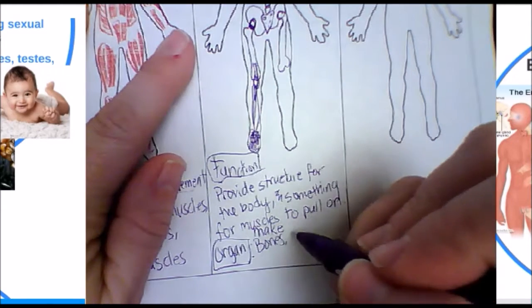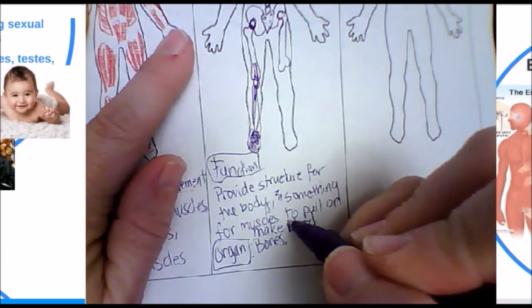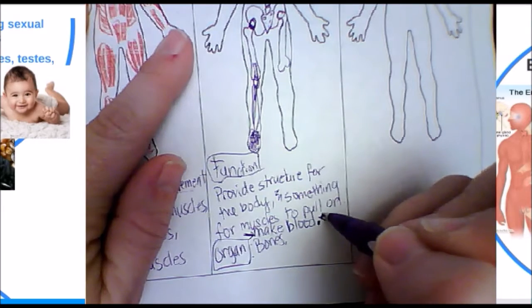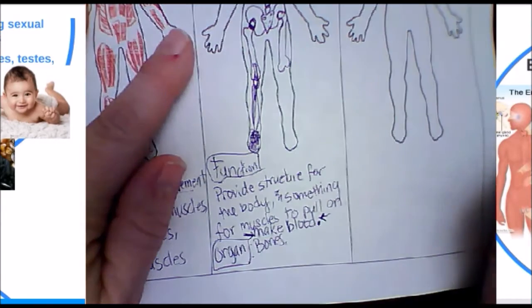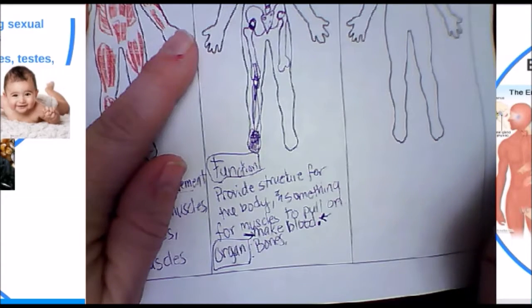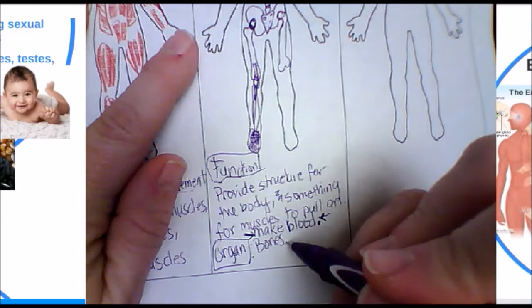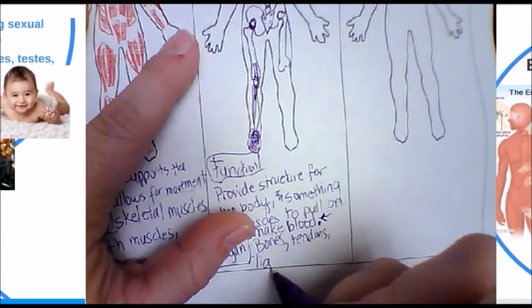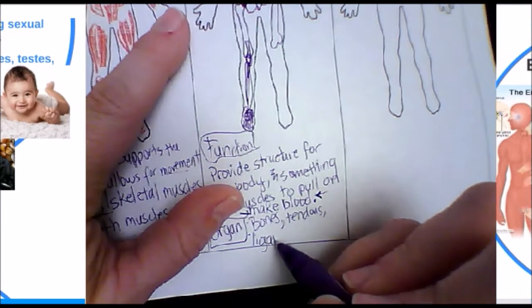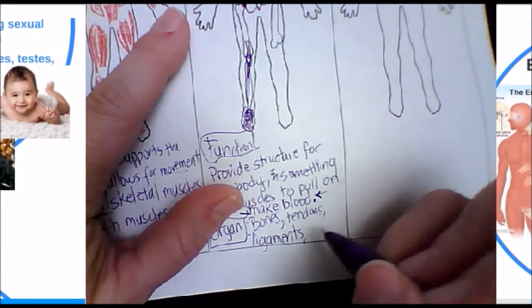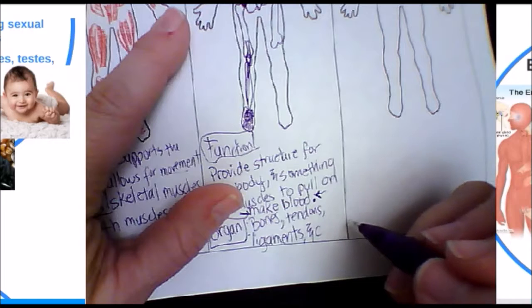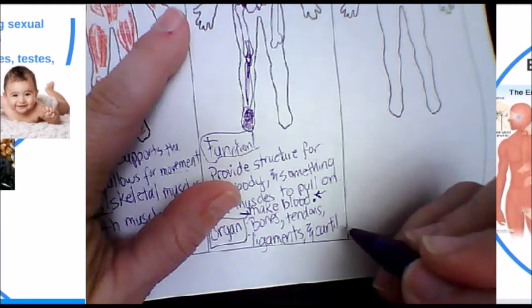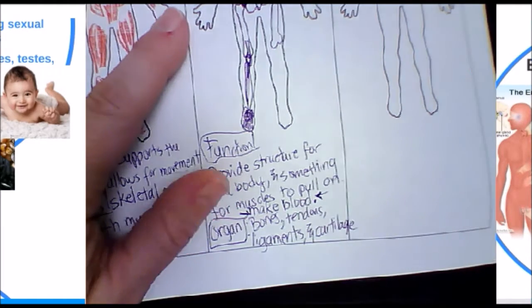my organs are going to be bones. Also going to be tendons and ligaments, L-I-G, ligament, and cartilage. I left teeth off. If you want to put teeth down, you go right ahead. All right, so we've got our function: provides structure for the body and something for muscles to pull on, makes blood, and our organs are bones, tendons, ligaments, and cartilage. Woot, woot.